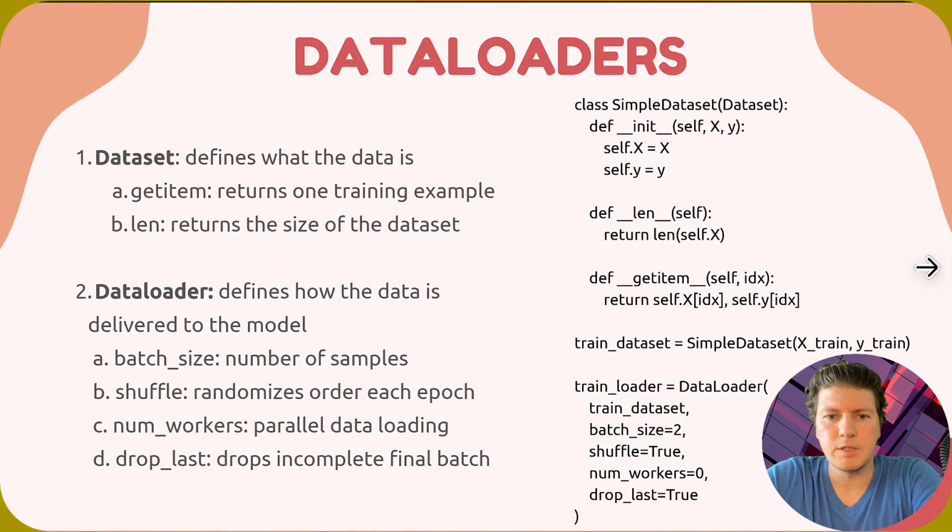In this next section, we're going to look at datasets and data loaders. Datasets define what the data is, and data loaders define how the data is delivered to the model. Notice in the simple dataset class on the right, we have a __getitem__ function that returns one training example and a __len__ function that returns the size of the dataset. Data loaders wrap a dataset and provide batching, shuffling, parallel loading, and iteration support. For example, shuffling randomizes the order of training points in each epoch, and num_workers loads data in parallel processes.